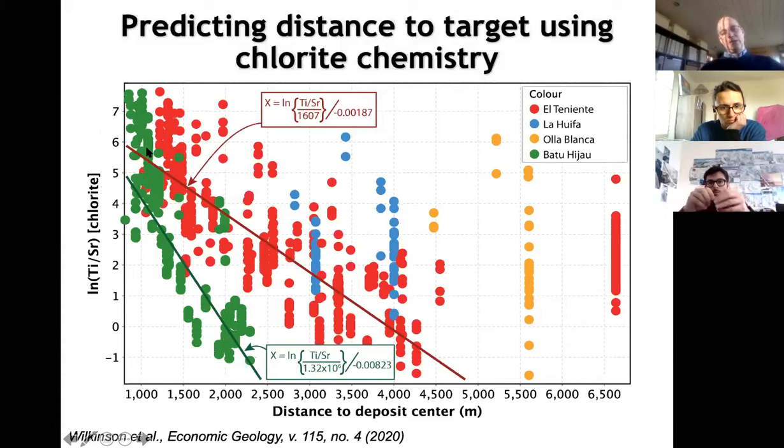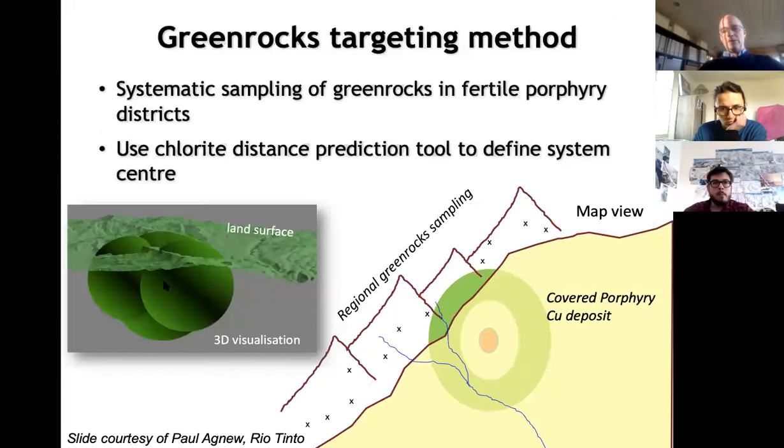Green one is Batu Hijau, the red one is El Teniente. And that allows you to generate an equation that can be used to predict how far away a sample might be from a center in an unknown system. And how we can use that in exploration is just illustrated in this cartoon.